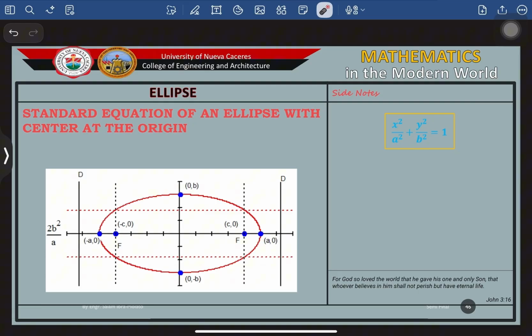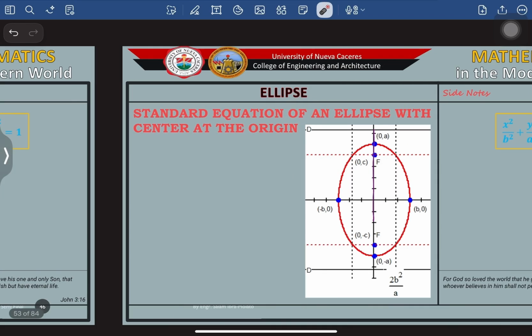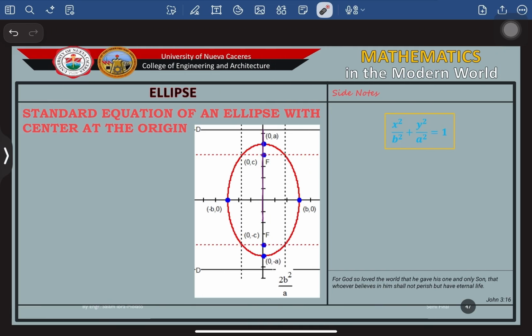So that is the standard equation of an ellipse with center at the origin. I already explained earlier: x squared over a squared plus y squared over b squared. A is parallel to the x-axis, therefore it should be under the variable x. Then for the standard equation of an ellipse with center at the origin, since the major axis is parallel to the y-axis, therefore a is under the variable y.